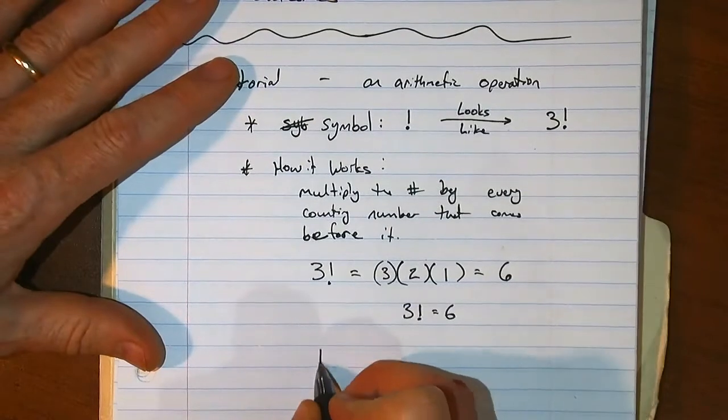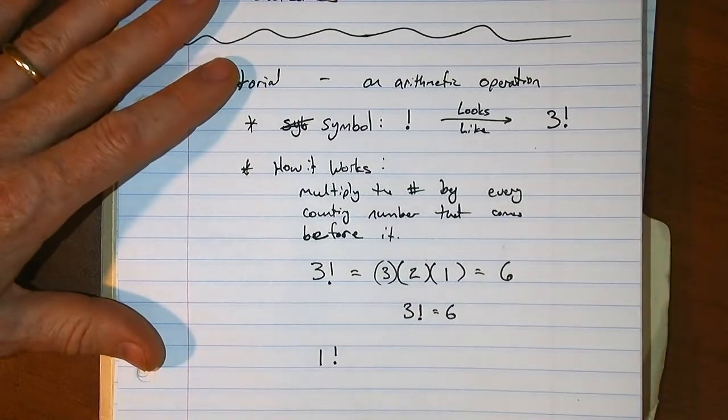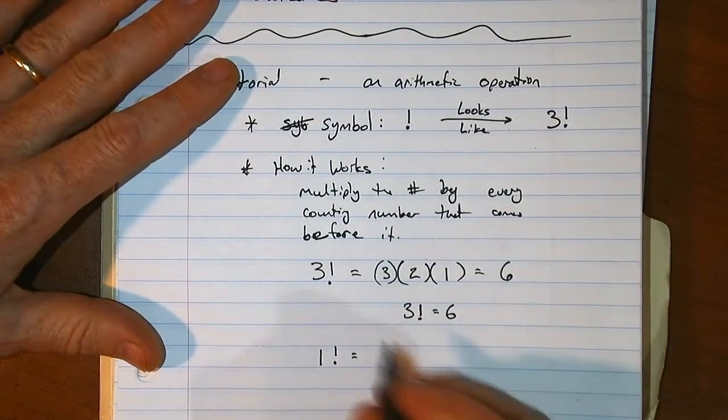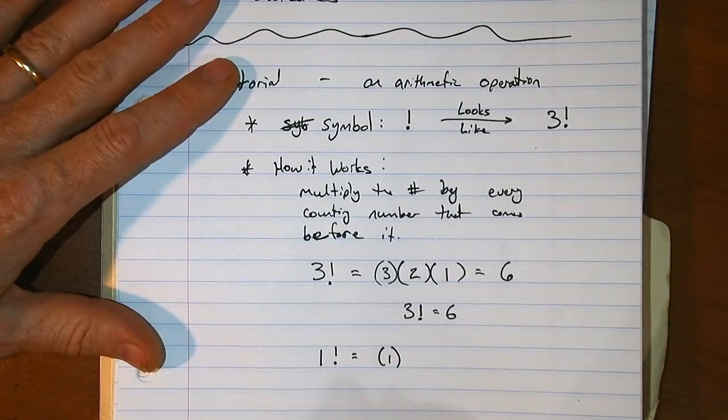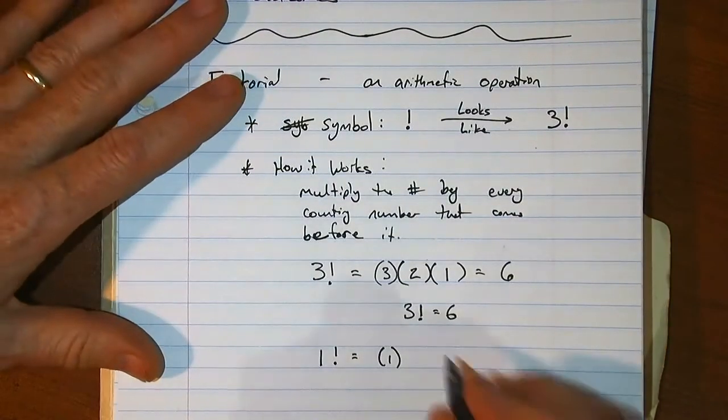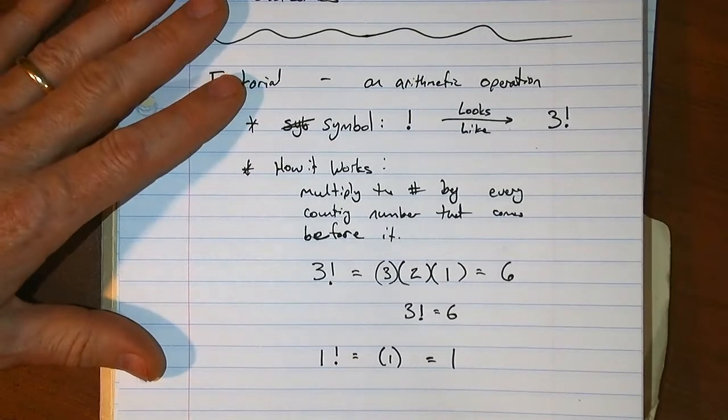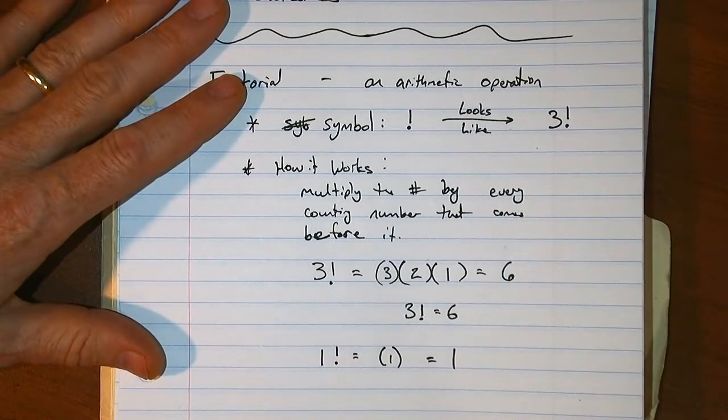For example, the number 1. There are no counting numbers that come before it. So I start with 1, and I don't multiply it by anything, so I just get 1. So 1 factorial just equals 1, because there's no counting numbers that come before it.